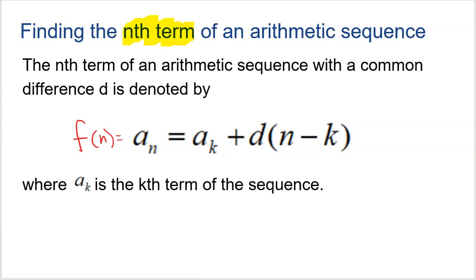But just a couple things to keep in mind. D is the common difference. What is it that you are constantly changing by? That's your D value. N stays N. It's always going to be an N, right?